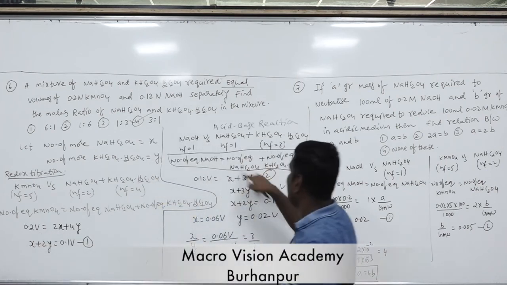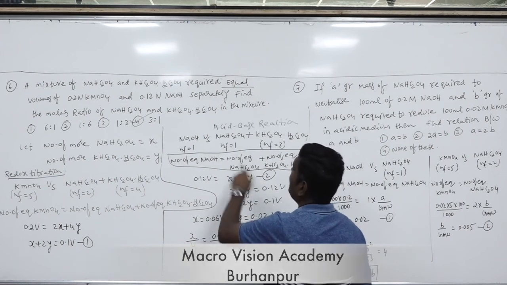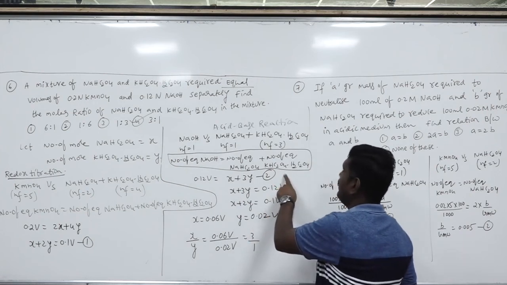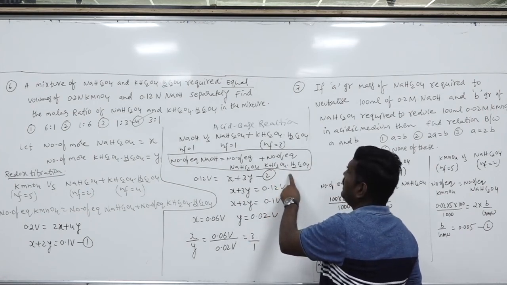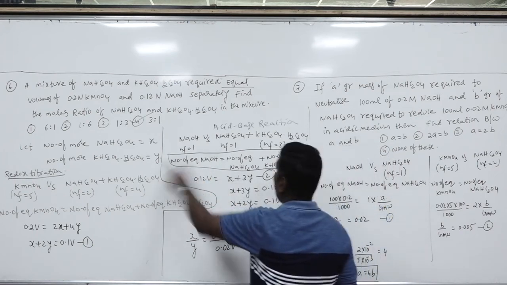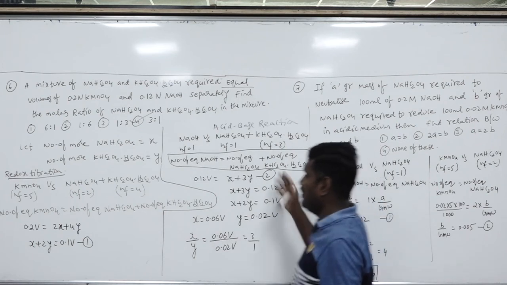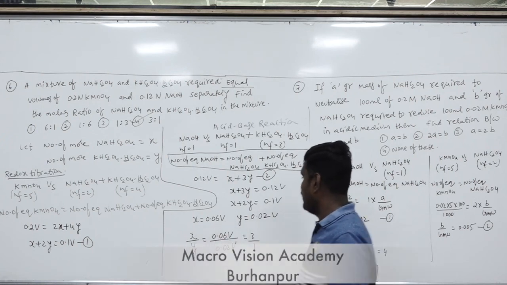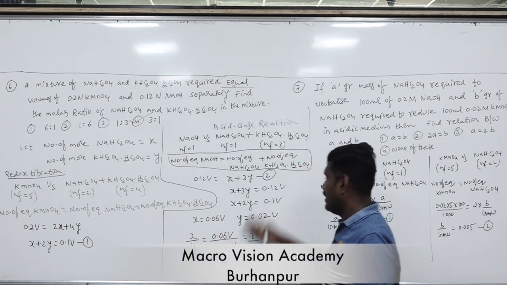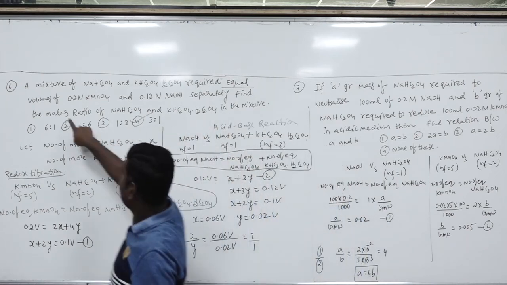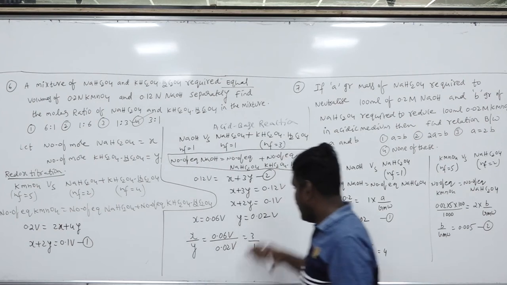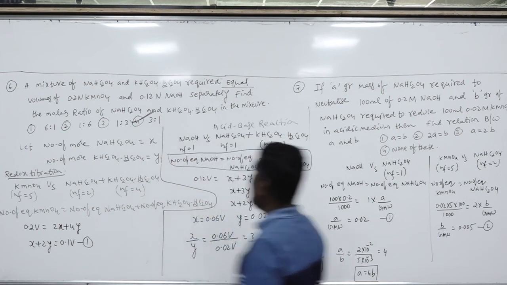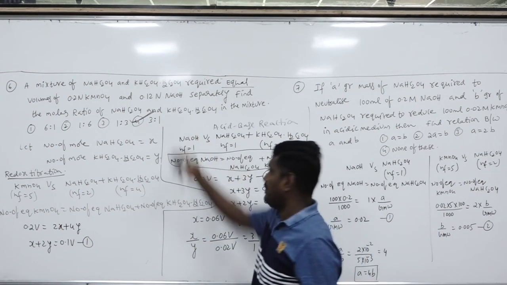Now the number of equivalents of sodium hydrogen oxalate is equal to the number of moles into n factor 1, the number of moles is x, so x into 1 is x. Here the number of equivalents is the number of moles multiplied by the n factor. The number of moles is y, the n factor is 3, so 3y. So we have two equations, two unknowns. By solving this, we get x value 0.06 V, y value 0.02 V. The ratio is what the question asks. Find the mole ratio. So the mole ratio will be 6 by 2, that is 3 by 1, that is 3 is to 1. So this is the fourth option.